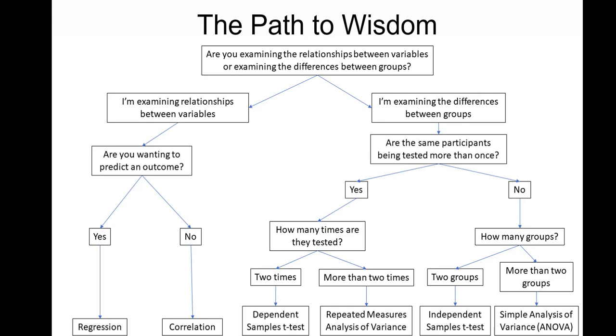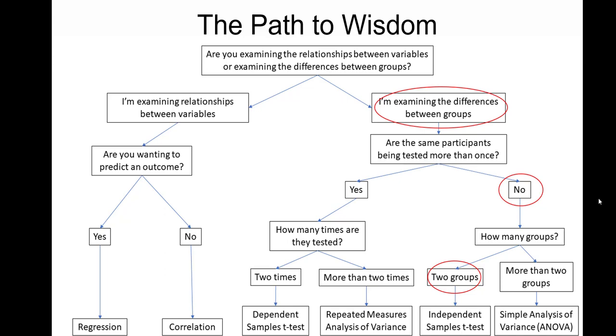So if we look at that decision tree that I had, I have it in Canvas, I also have it in my lecture from inferential statistics. Here's our path we're going to take. Am I examining the relationship between variables or the differences between groups? I'm examining the differences between groups. Are the same participants being tested more than once? In this case, no, they are not. How many groups do I have? I have 2 groups, and that will lead you down to the independent samples t-test.